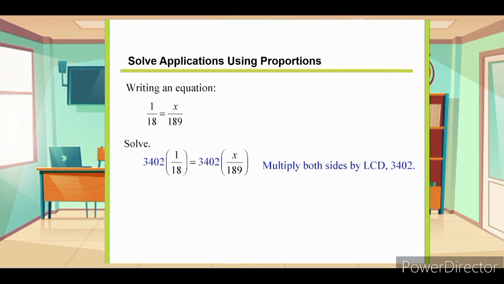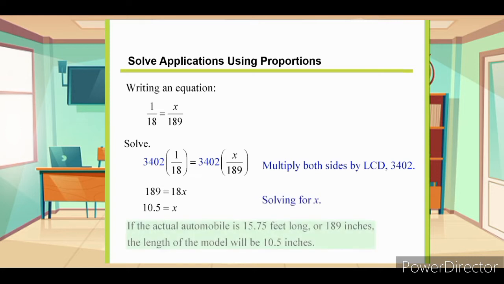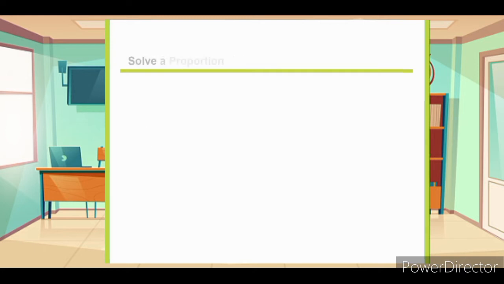The LCD of these two fractions, 1 over 18 and X over 189, is 3,402. So, we are going to multiply both sides by the LCD 3,402, and we will get 189 is equal to 18X. Now we are going to solve for X, and we will get 10.5 is equal to X. So, if the actual automobile is 15.75 feet long, or 189 inches, the length of the model will be 10.5 inches. Here is another proportion problem involving rates.